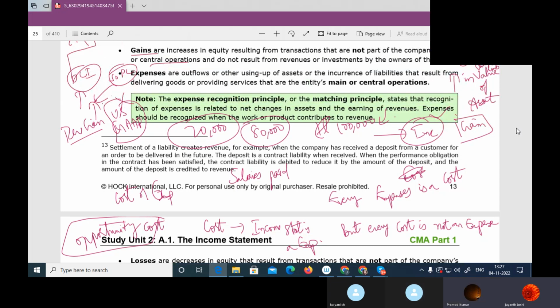So expenses can be a decrease in the value of assets, and an increase in liability can also create expenses for you. Why? Because if you take more loans, you have to pay more interest. So that creates an expenditure, correct?